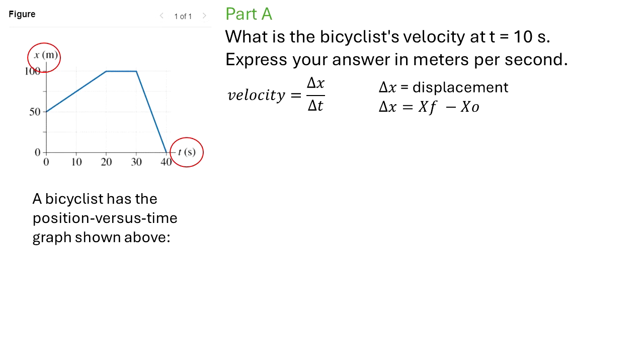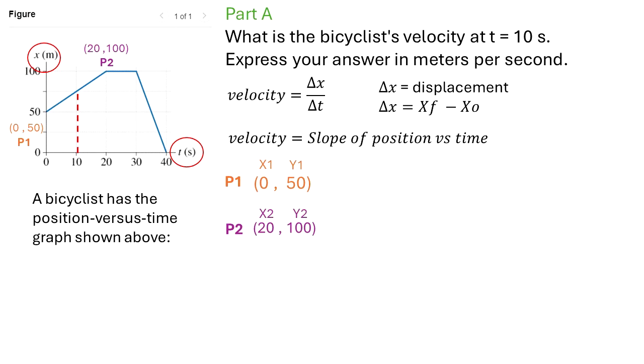Now let's trace a red dotted line in 10 seconds, and we can see that it hits a portion of the graph that's a straight line that has a positive slope. We know that the slope of this graph, because this is a position versus time graph, we get the velocity. To find the velocity at time equal 10 seconds, we need to find the slope of the graph. I define point 1 to be 0,50 and point 2 to be 20,100.